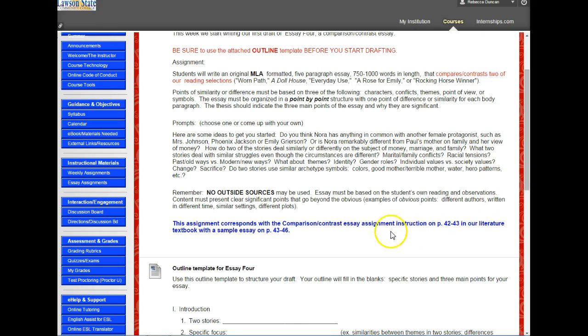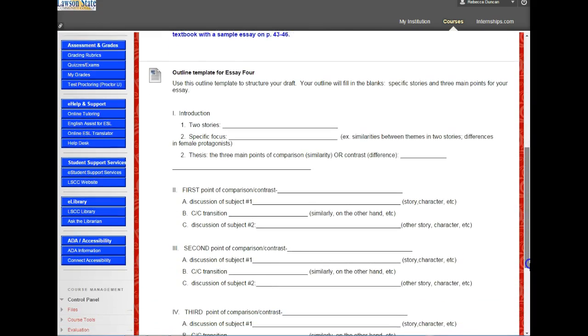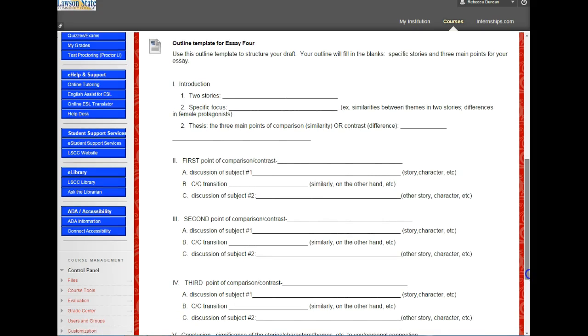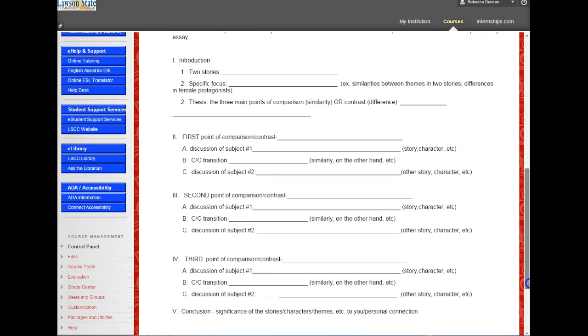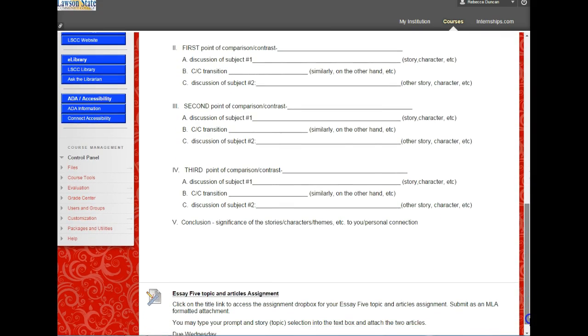All right, there's an example of a comparison contrast essay in your textbook. They talk about it there, and then they have an example on pages 43 to 46. If you haven't written one before, that might be a good idea. But again, once you come up with your ideas, then plug it in here and write your draft based on that. If you just write a draft off the top of your head, you're going to have to start over anyway, and I won't be able to give you very helpful feedback.